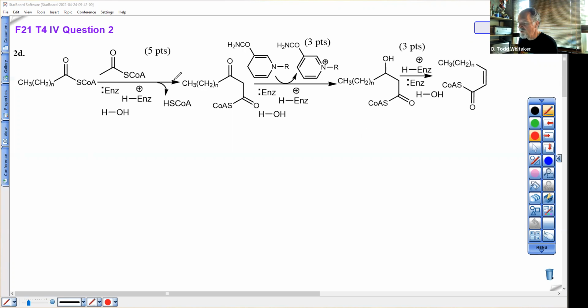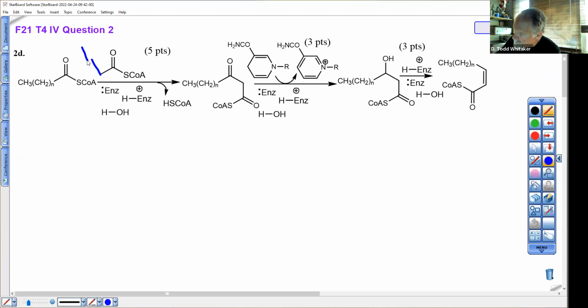We've got to figure out what alpha H to take. And clearly it looks like this thing lost its leaving group. There's no S-CoA on the carbonyl that has the CH2N. So it left, which means it got attacked by an anion on this carbon.